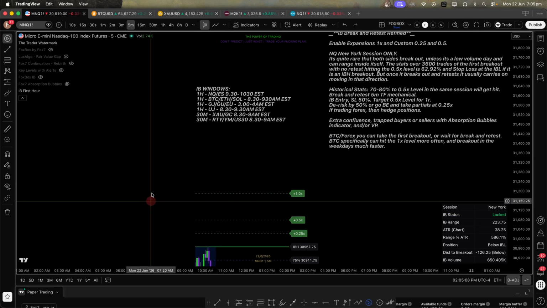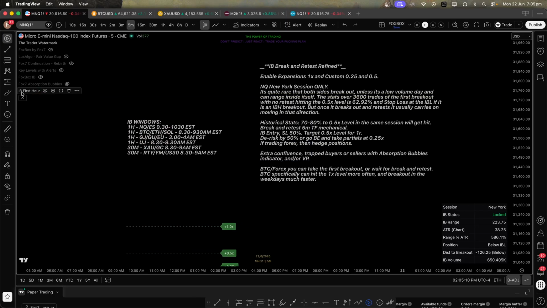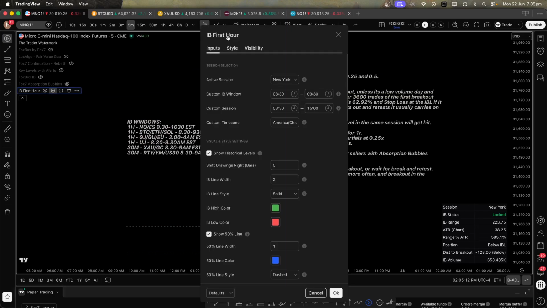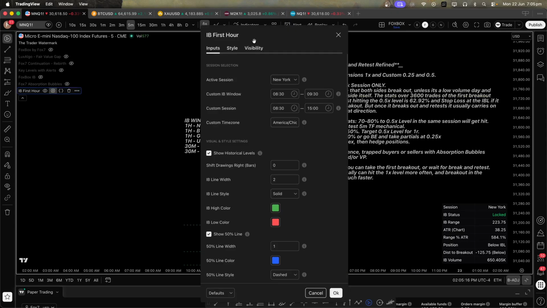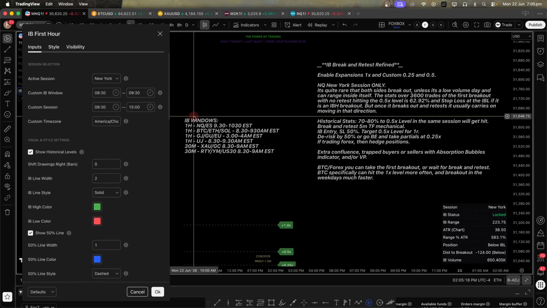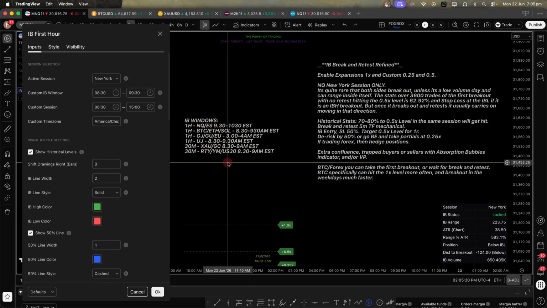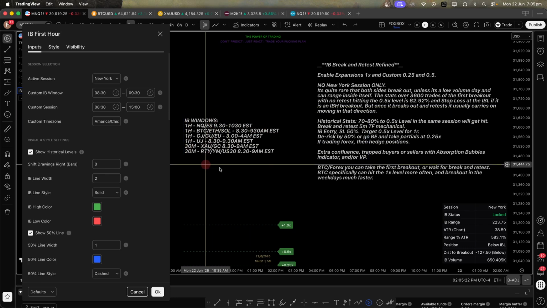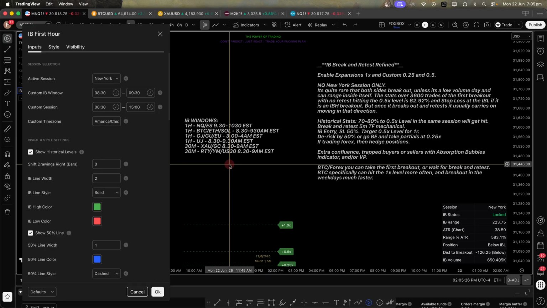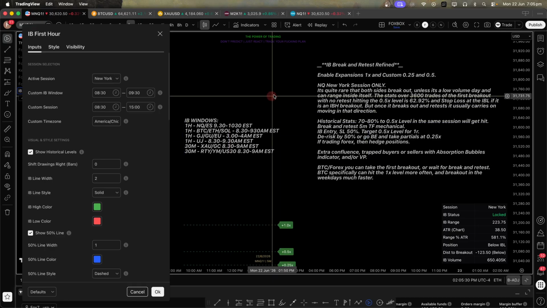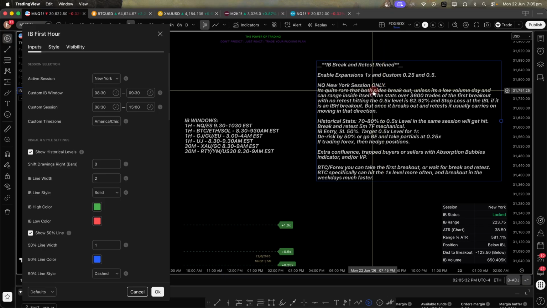But the main thing we're looking at is for setting the window. So initial balance is, as described, it's the first hour of a session, as I've said before. So each asset will have a different window where it works the best. So for me, these are what I use personally. And the reason why I'm using 30 minutes on some of them is because I like to be more aggressive and trade the breakout. For NQ and ES, we're using the break and retest model most of the time.